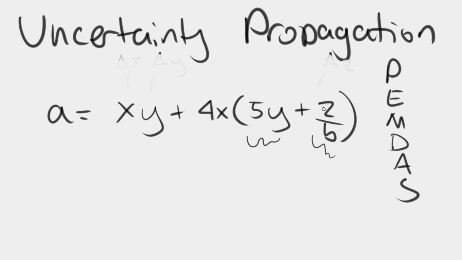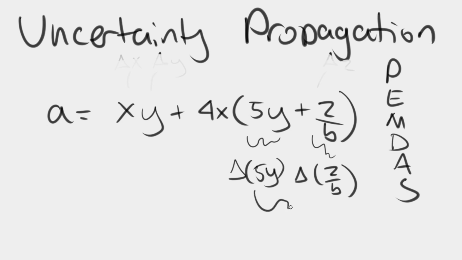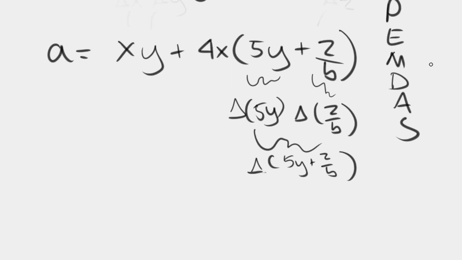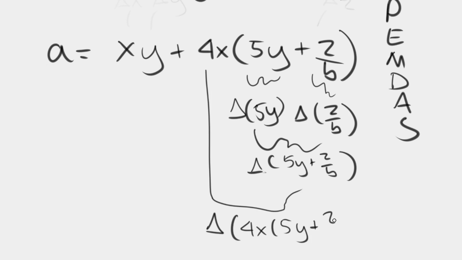So first we would start with division, which is z divided by b. So first we would find the uncertainty of z divided by b, and then after that you would find the uncertainty of 5y, so the uncertainty of 5 times y. After you find that uncertainty, you would move on to the uncertainty of this whole parentheses, which is delta of 5y plus z over b. And then you would do your multiplication rule with 4x, so you could get the uncertainty of 4x times (5y plus z divided by b). And then same thing over here, you would find your uncertainty of xy.